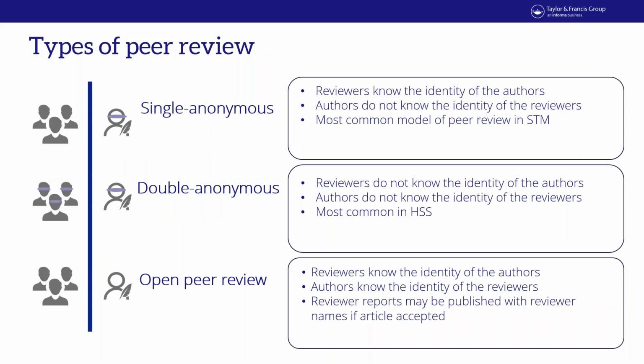So let's take a look at what peer review looks like in practice. There are three types of peer review you're likely to come across. The first is called single anonymous, and this is when the peer reviewer knows the identity of the author, but the author does not know the identity of the peer reviewer. And this tends to be the most common type of peer review within STM disciplines, so science, technology, and medical disciplines. The second is called double anonymous peer review, and this is when all identities are hidden. And this tends to be the most common with arts and humanities and social sciences.